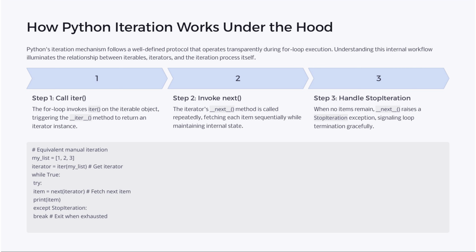Python's iteration protocol begins with the for loop calling iter on an iterable, triggering __iter__ to return an iterator. The iterator's __next__ method fetches items sequentially, maintaining state. When items are exhausted, __next__ raises StopIteration, ending the loop. This process mirrors manual iteration using iter and next.